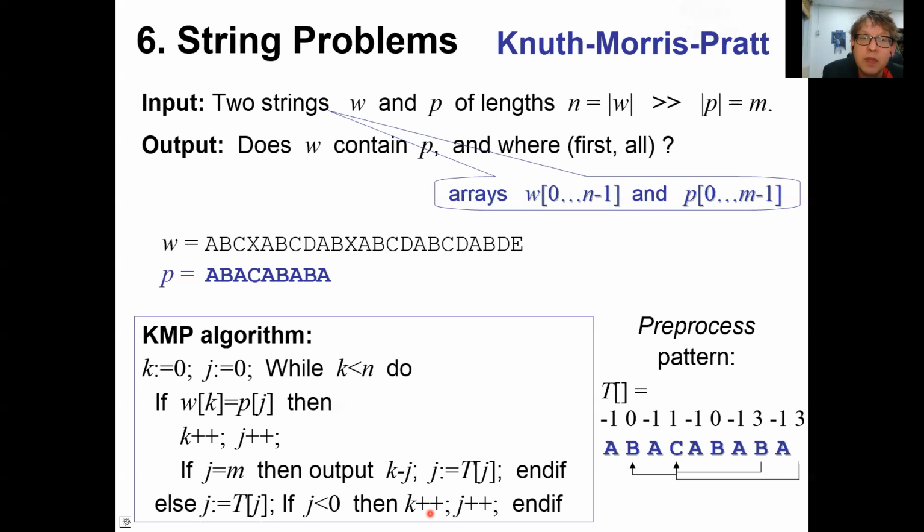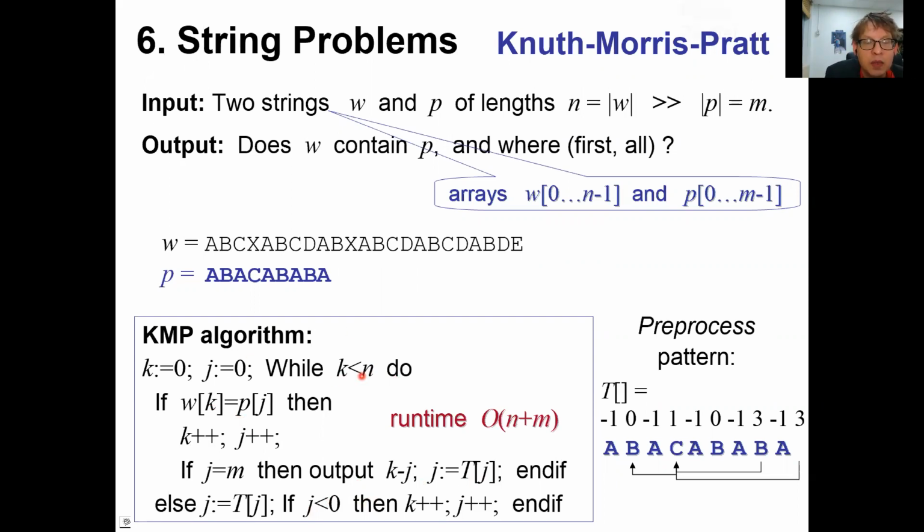Well, again, we have this big outer loop, K, ranging from 0 to N. And the observation now is that K never decreases, right? So that's an important thing. Whereas J goes back and forth according to this array. And this means that the overall running time here, that's maybe the most important observation here, is that the Knuth-Morris-Pratt algorithm is not a nesting of two loops anymore, as was the naive algorithm.